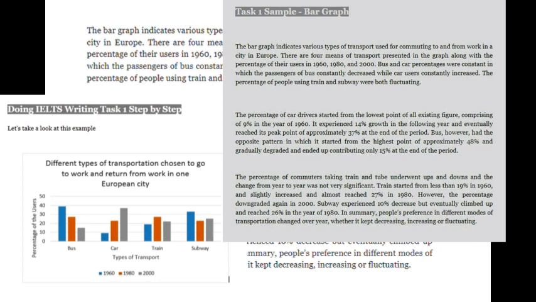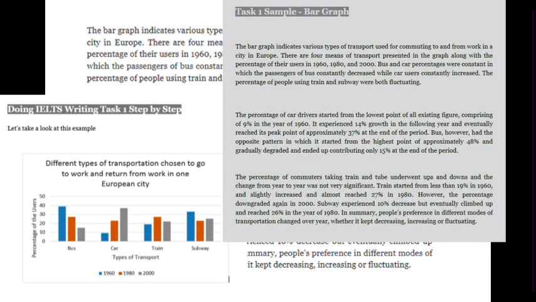The percentage of car drivers started from the lowest point of all the existing figures, comprising 9% in the year of 1960. It experienced 14% growth in the following year and eventually reached its peak of approximately 37% at the end of the period. Bus, however, had the opposite pattern, in which it started from the highest point of approximately 48% and gradually degraded and ended up contributing only 15% at the end of the period.